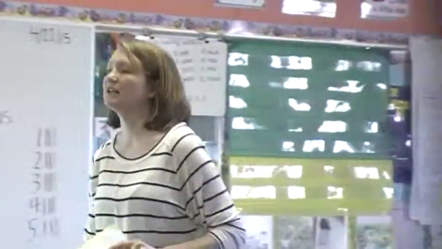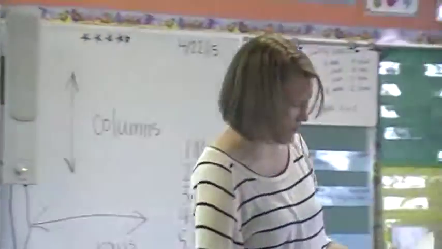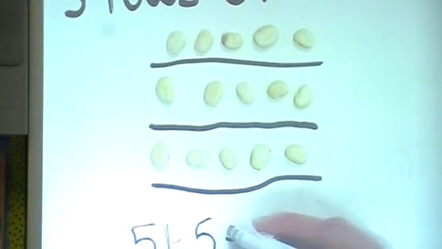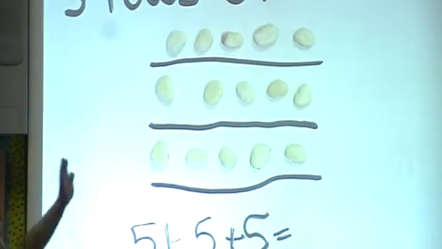Okay, what is the repeated addition problem we can use? What's my repeated addition problem that I can use? Adriana? 5 plus 5 plus 5. All right. What is the total for the 3 rows of 5 beans? What's the total? Caitlin. It's 15.